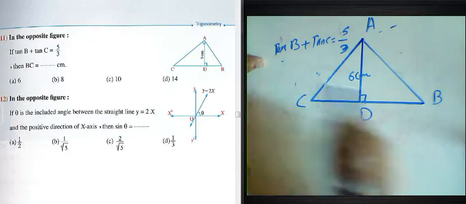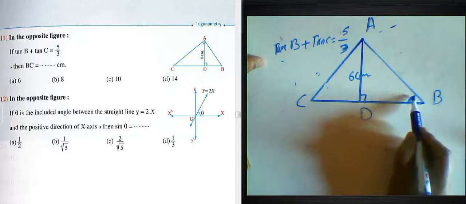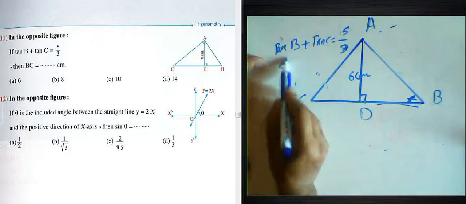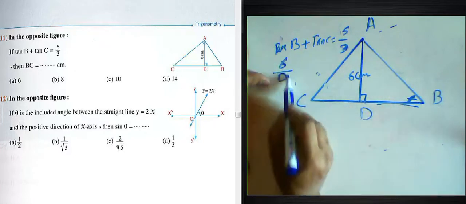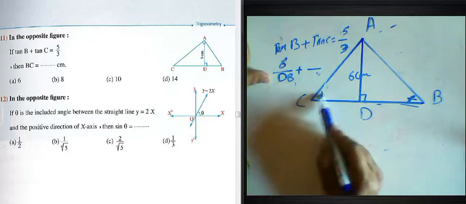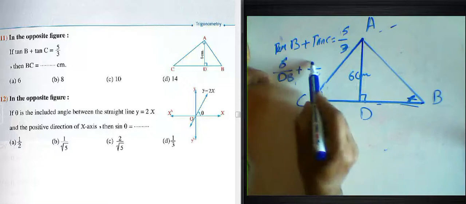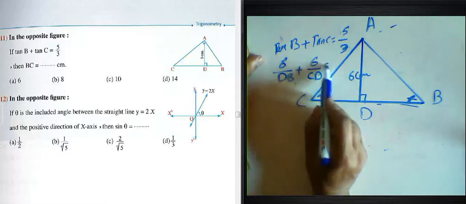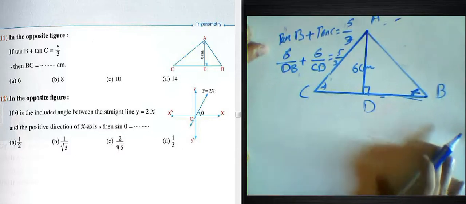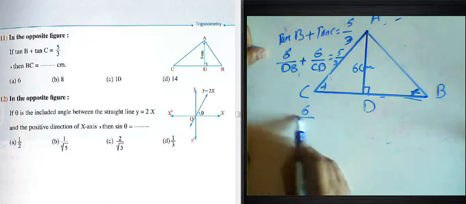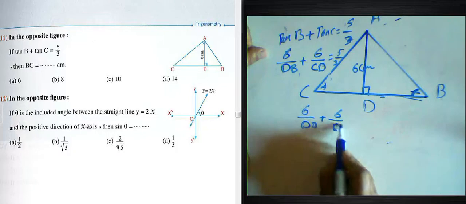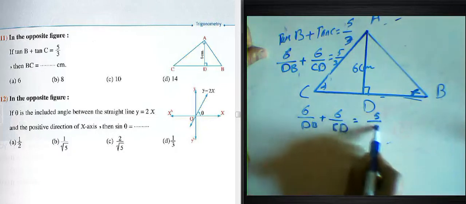We know tan B will be here. Tan B equals opposite over adjacent equals 6 over DB. Do you write with me? Okay. And tan C equals 6 over CD. 6 over CD equals what? Equal 5 over 3. I will solve it here. I will complete it. Look at it with me. 6 over DB plus 6 over CD equals 5 over 3.